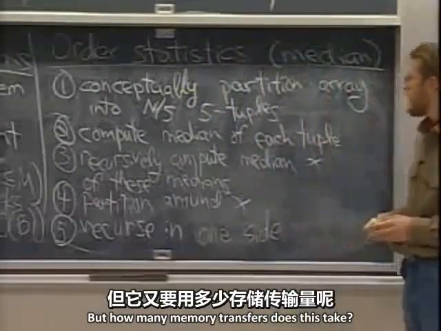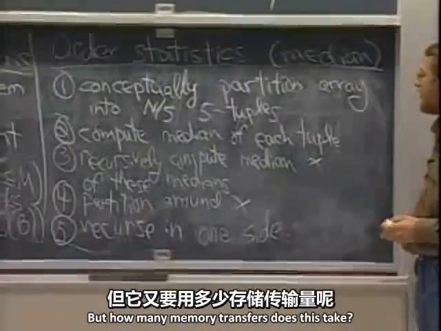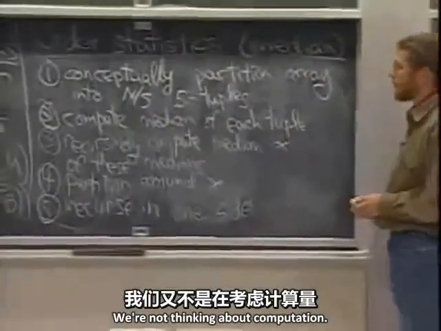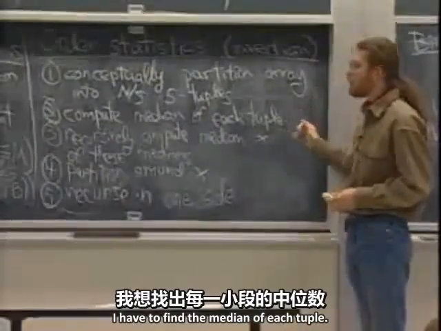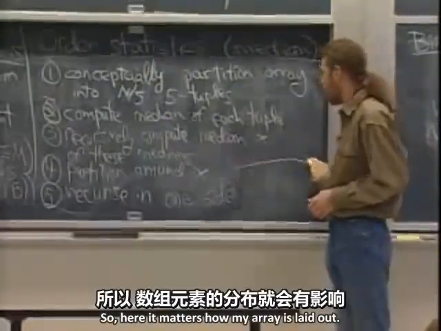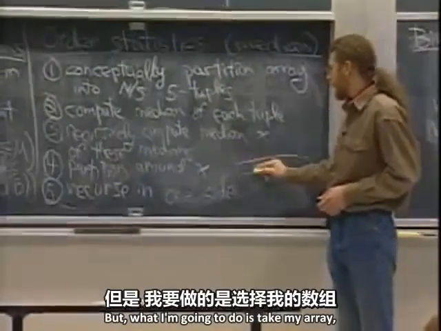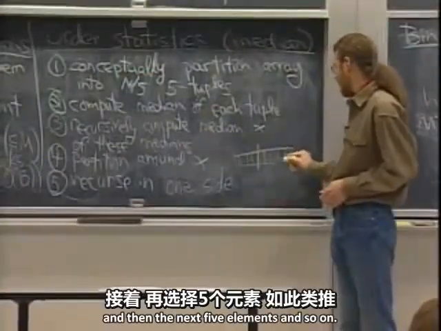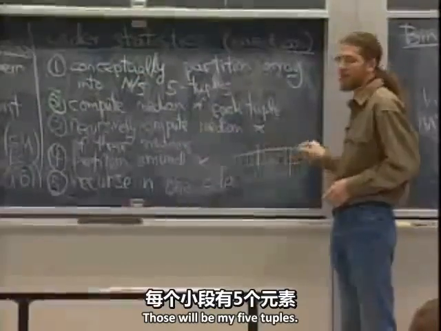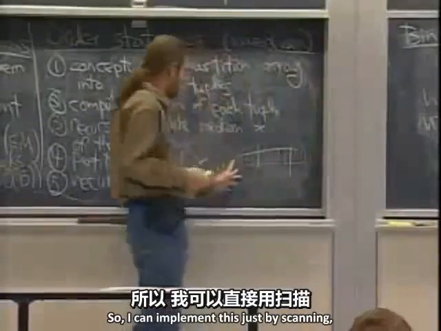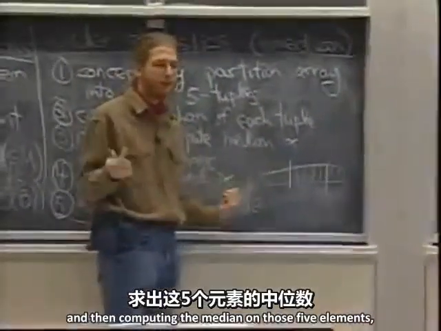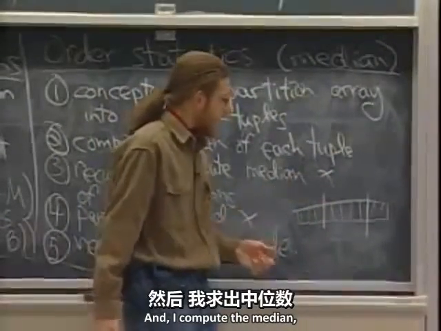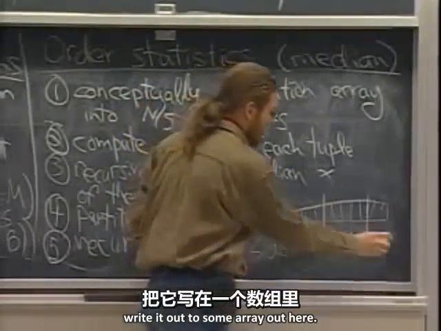But how many memory transfers does this take? Well, conceptually partitioning that I can do in 0. Maybe I have to compute n over 5. No big deal here. We're not thinking about computation. I have to find the median of each tuple. So here it matters how my array is laid out. But what I'm going to do is take my array, take the first 5 elements, and then the next 5 elements, and so on. Those will be my 5-tuples. So I can implement this just by scanning and then computing the median of those 5 elements, which I store in the 5 registers in my CPU. I'll assume that there are enough registers for that. And I compute the median, write it out to some array out here.